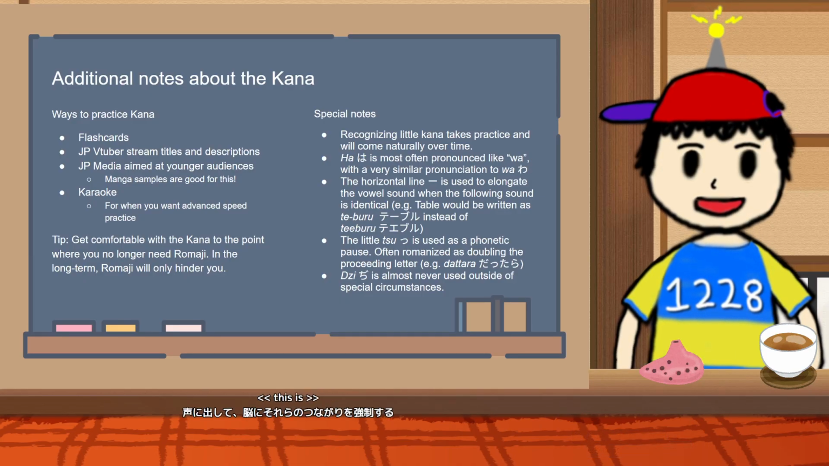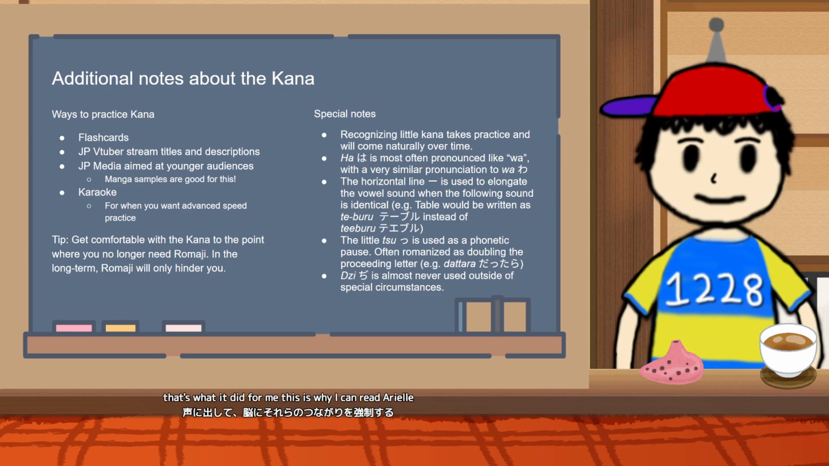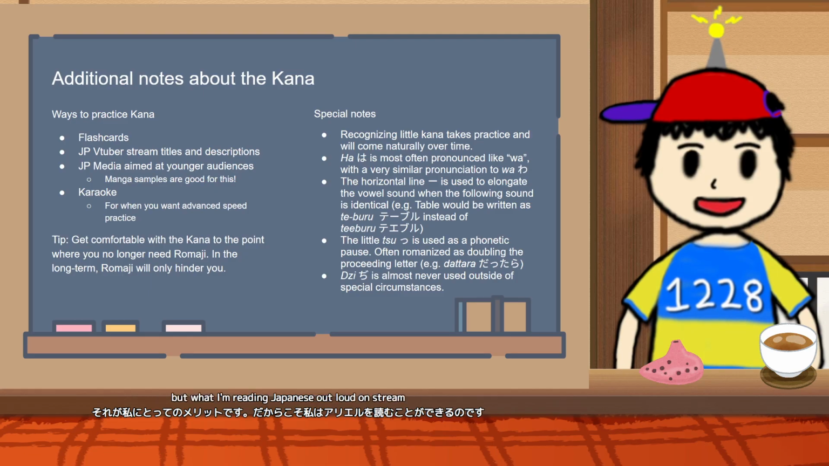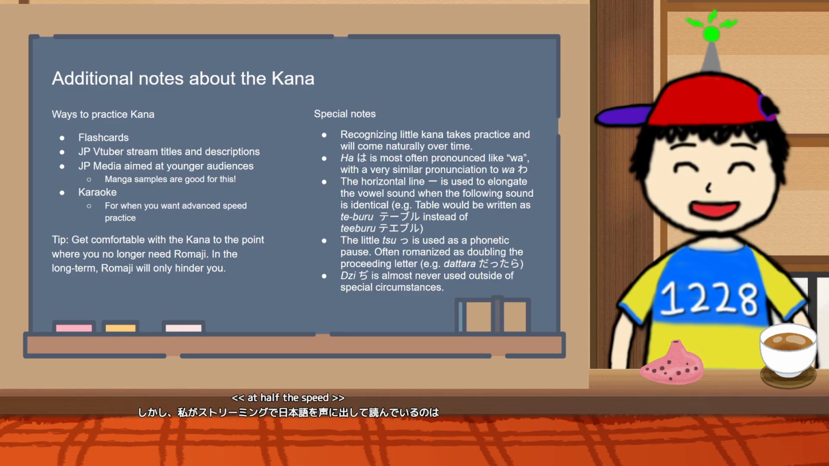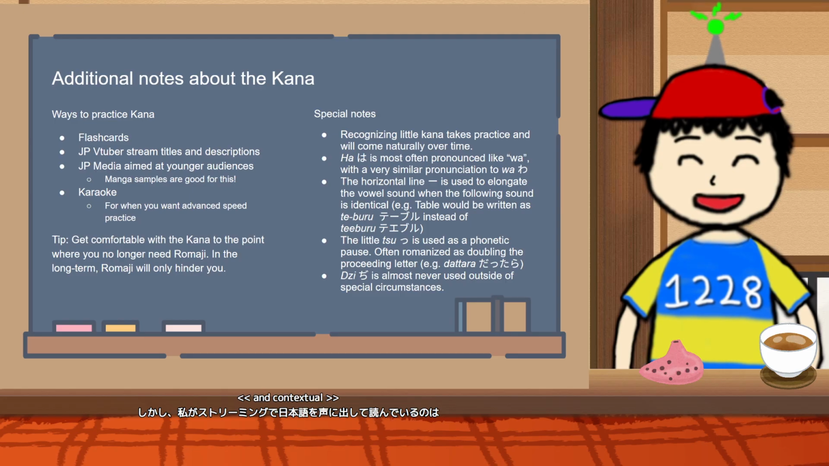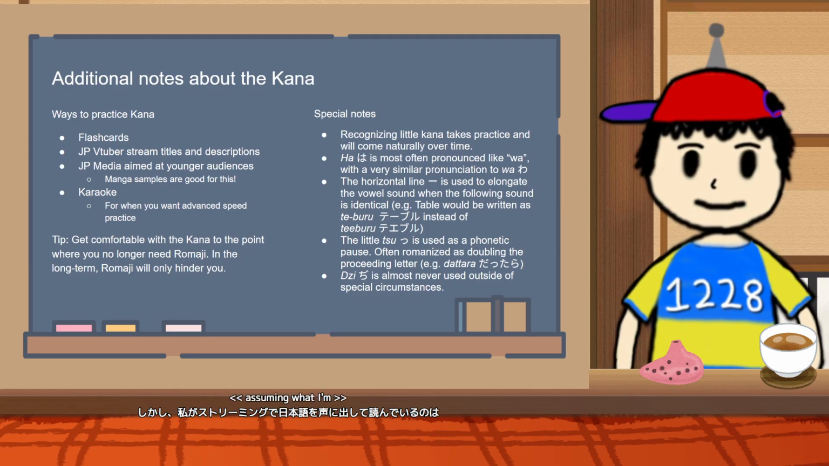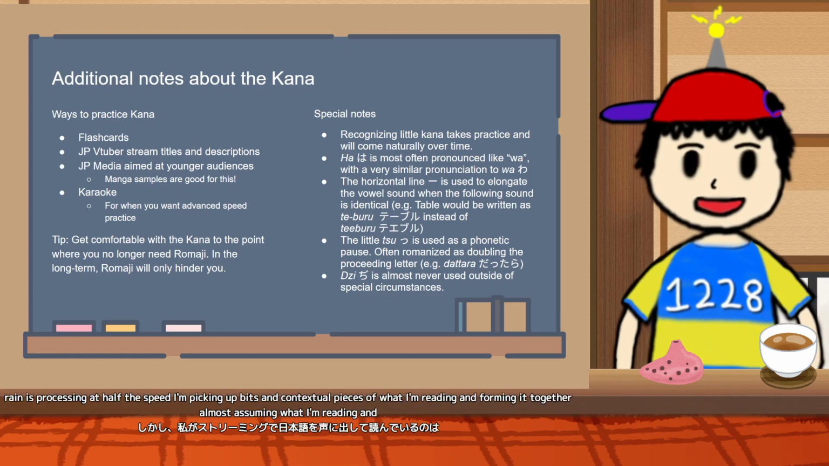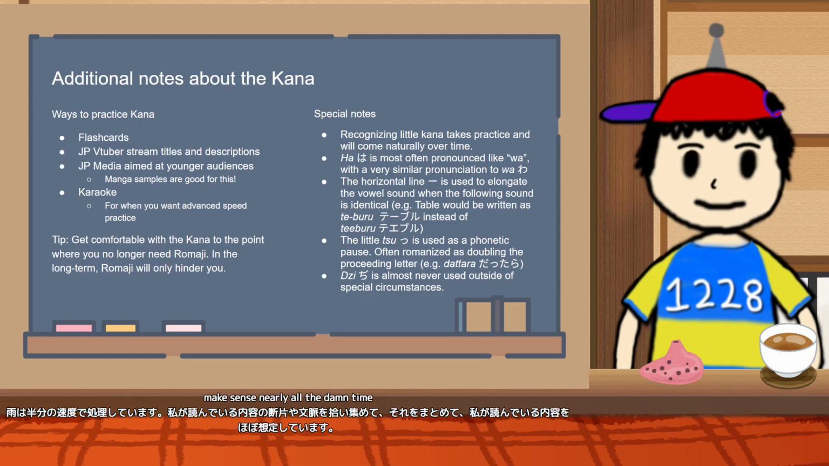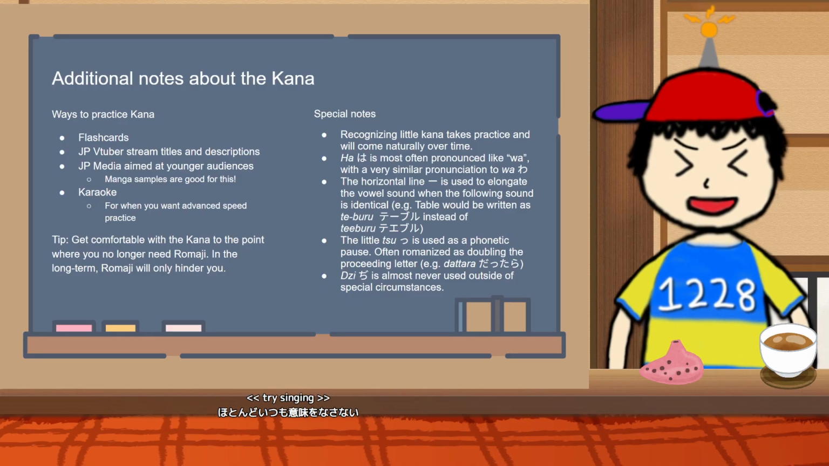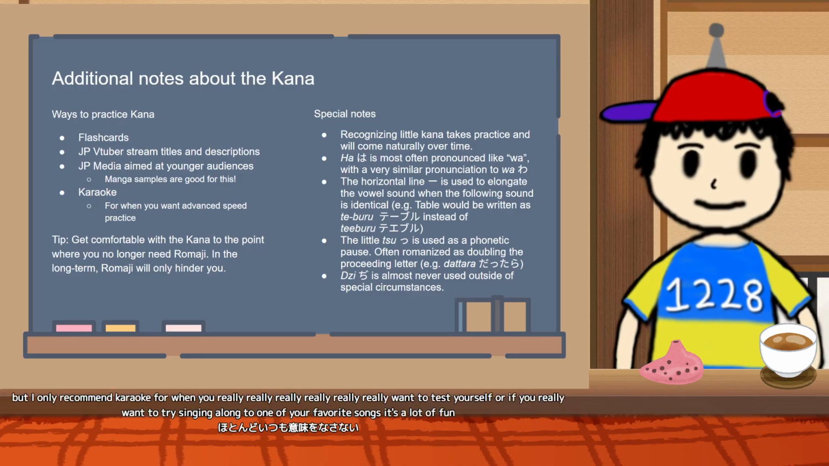This is why I can read relatively quickly, but when I'm reading Japanese out loud on stream, my brain is processing at half the speed. I'm picking up bits and contextual pieces of what I'm reading and forming it together, almost assuming what I'm reading. And I get lucky and it makes sense nearly all the time. But I only recommend karaoke for when you really, really want to test yourself, or if you really want to try singing along to one of your favorite songs. It's a lot of fun.